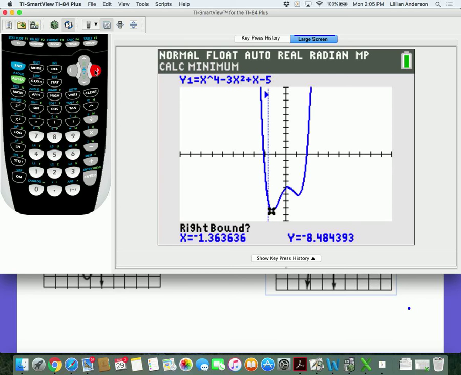Gotta go to the right of that minimum. Not too far, because if you notice, really close to this minimum is a different extrema. So you don't want to go too far, so that the calculator gets confused. And you click enter again.